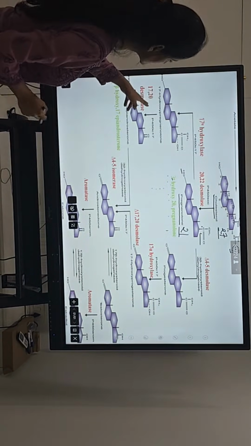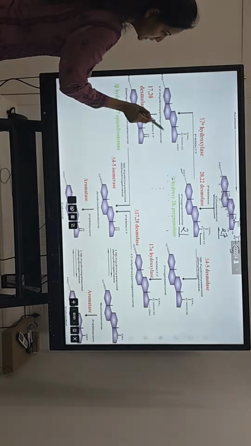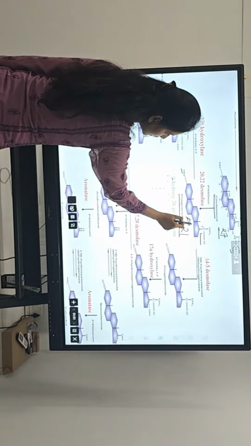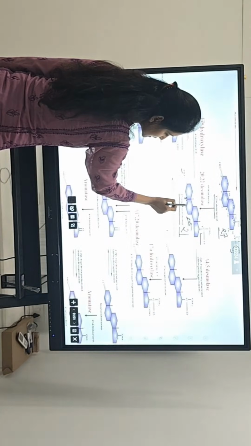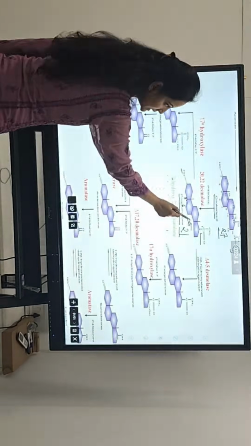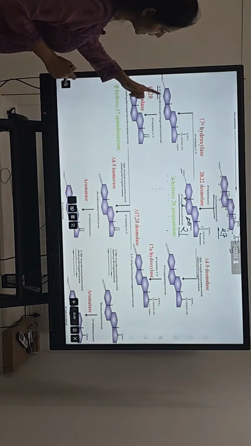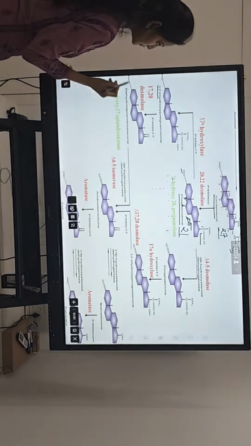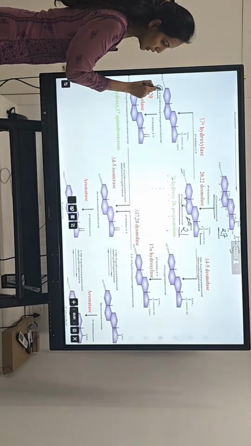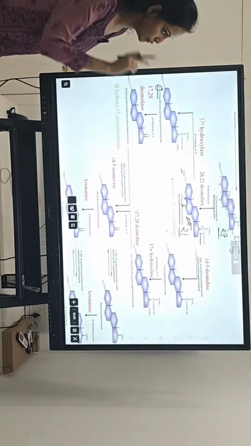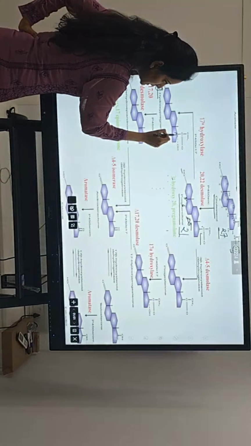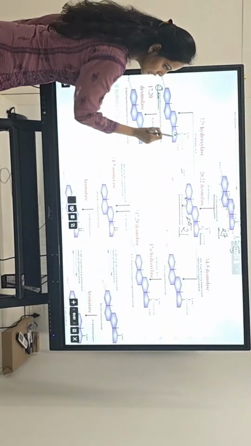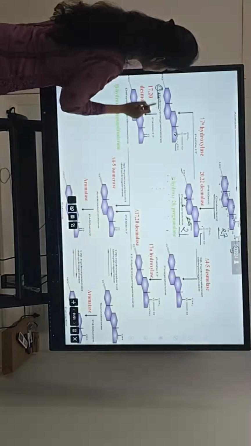The next product is 17 hydroxy, and what is this? This is a delta 5 compound, because this is 5 and this is 6. Where is the double bond? Between 5 and 6. The next product is 17 hydroxy pregnenolone. If we understand the name, it is on the 17 position of the compound. What is our 17 position? This is our 17 position. And what are we adding? A hydroxy group. So we added one hydroxy group.